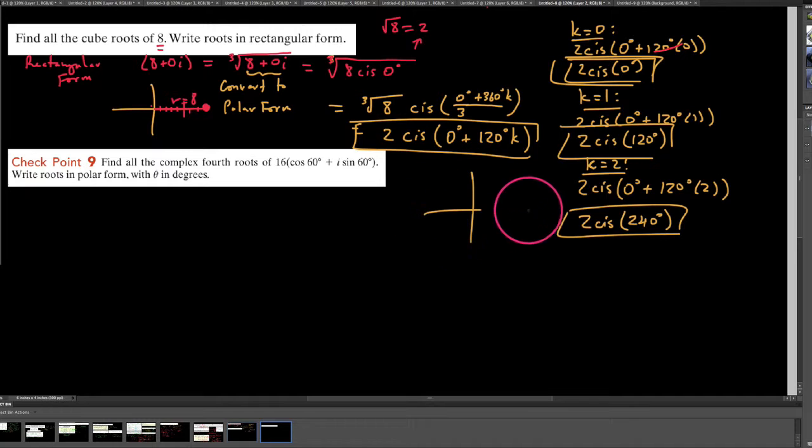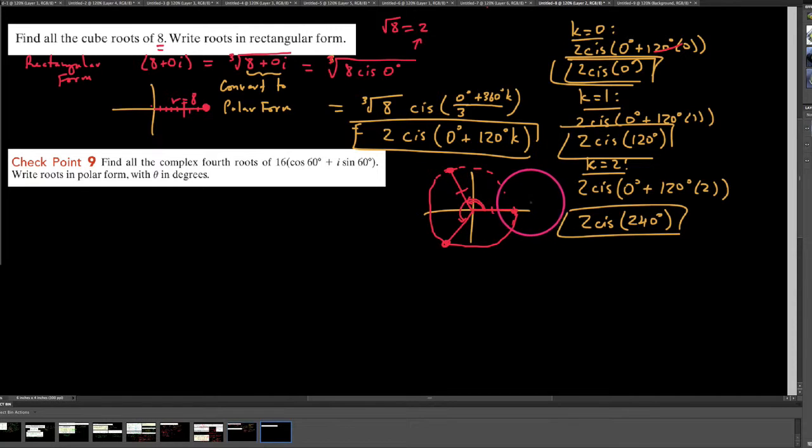If we graph these, we could see pretty easily that 2 CIS 0 would be 2 units in a 0 degree direction. 2 units in a 120 degree direction might look something like this. We would say 2 units outward in a 120 degree direction right there. And then a 240 degree direction, 2 units out in that direction right there. If we were to impose a circle around this, you could see that all 3 of our cube roots are evenly spaced about this, all 120 degrees apart within our 1 full rotation.